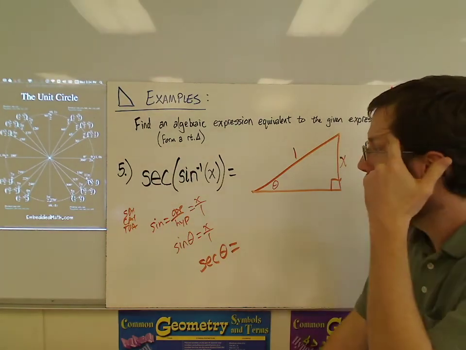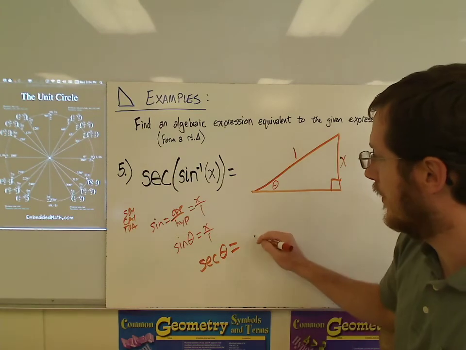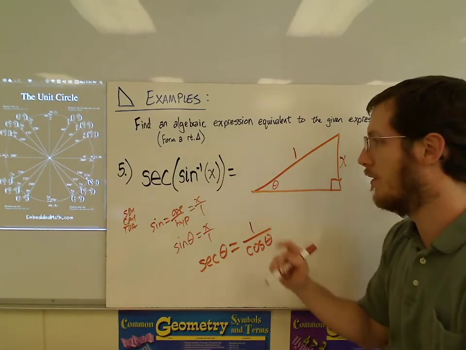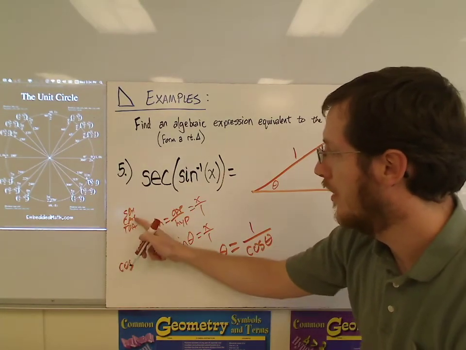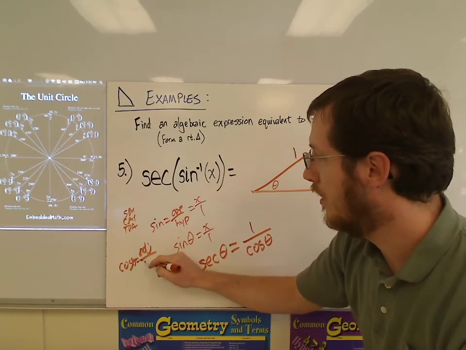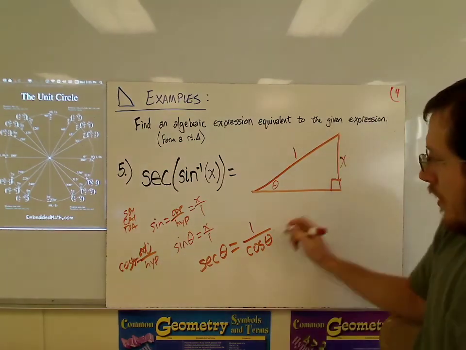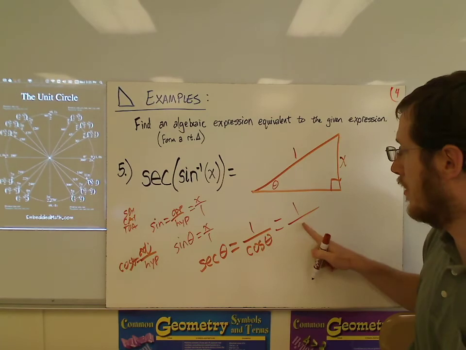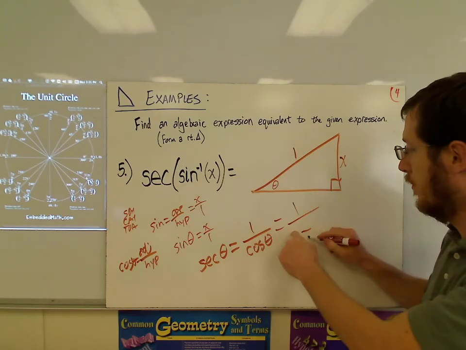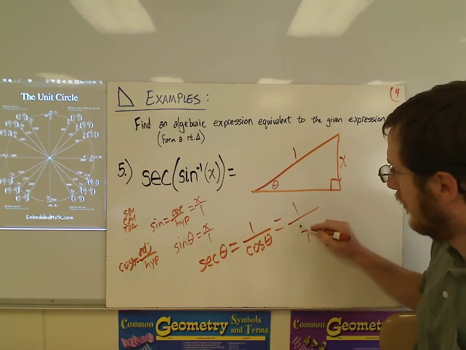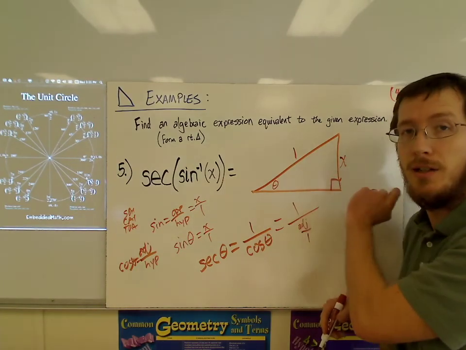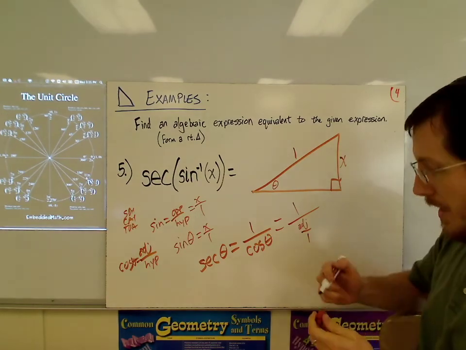Now remember, secant is the reciprocal of cosine, so that's the same thing as asking 1 over cosine of theta. So we need to find the cosine of this angle. Cosine is the ratio of the adjacent to the hypotenuse. So we want our adjacent side, and we don't know our adjacent side. We know our hypotenuse is 1, but we've got to find our adjacent side. Thankfully we've got a right triangle with two sides, so we can use the Pythagorean theorem to find that third side.